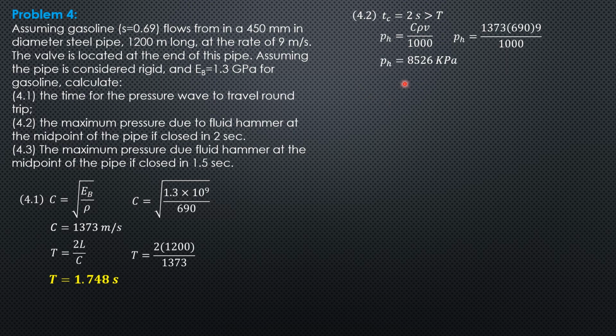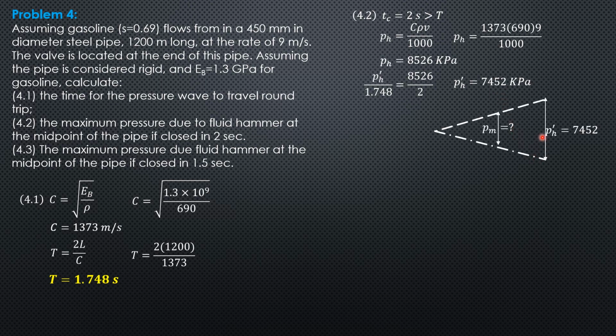Then, since we're looking for the pressure at the midpoint of the pipe, pH prime is to 1.748, the smaller time, as 8526 is to 2. So pH prime is 7452 kilopascals. So the pressure at the midpoint of the pipe is half of this value, 7452. So PM is 1/2 of 7452. Remember, this is the midpoint of the pipe.